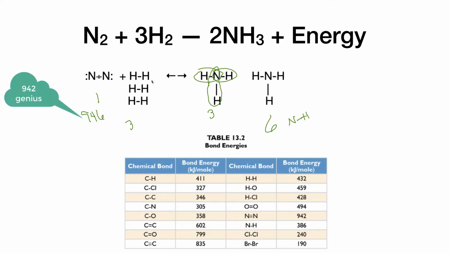We look at our hydrogen-hydrogen bond. We have 3 of them, and each one is 432, so that would be 3 times 432. And for nitrogen-hydrogen, with these 2 molecules, we said we had a total of 6. We find nitrogen-hydrogen, which is right here, that's 386. So we have 6 of them, so it'd be 6 times 386. We can multiply those out, but I have it on the next slide.